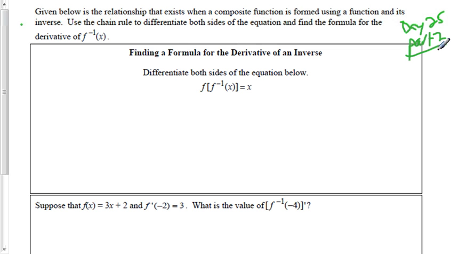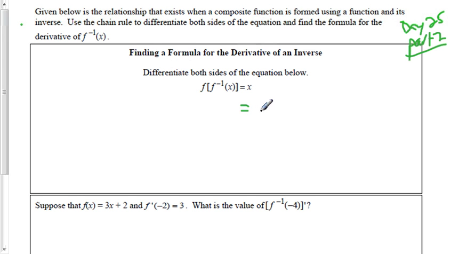its inverse. Use the chain rule to differentiate both sides of the equation and find the formula for the derivative of f inverse of x. All right, so what are we doing here? Well, what I need to do is the chain rule. Let's first do the derivative of the right side. That's going to be nice and easy.